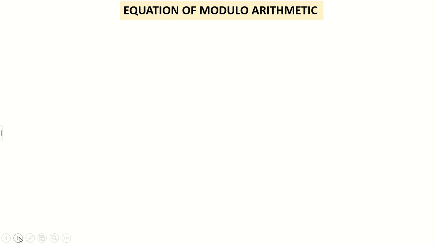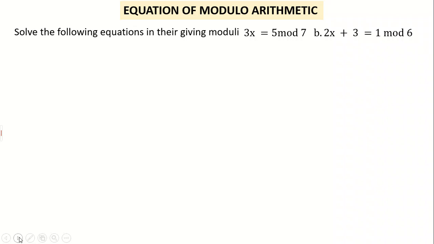In today's lesson, we'll be considering equations of modular arithmetic. So let's take a look at this question. Prior to this class, we had already done some operations and simplification under modular arithmetic, such as addition, subtraction, multiplication. So today, we want to take a look at how to obtain an unknown under modulo arithmetic. Let's consider these two questions.